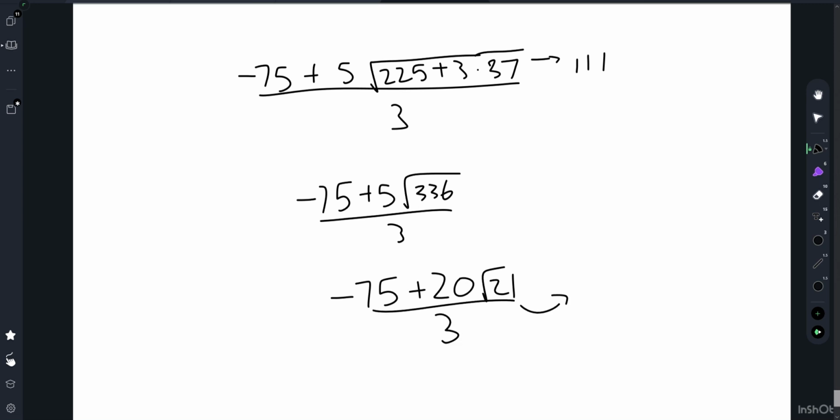So this is our final answer, and this means that 20 plus 21 plus 3 plus 75 is equal to 119.